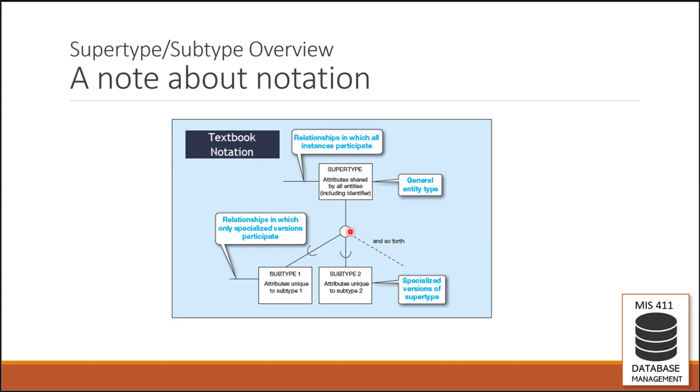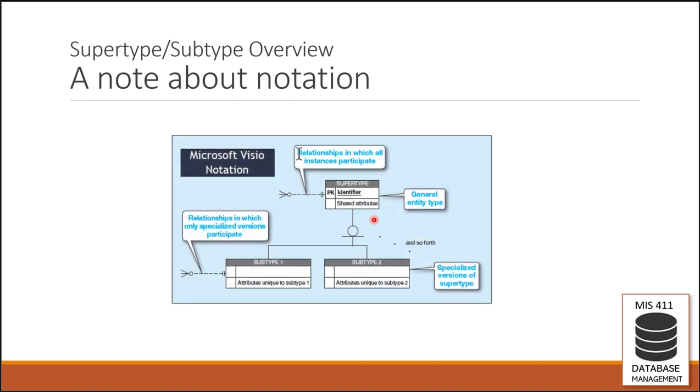There might be something in the circle, and there might be some text along the line, but we'll get into that later. But it's going to be a straight line, a circle, and then two or more lines to the subtypes. However, you may also see the Visio notation, which is similar enough that you would probably recognize it. It's a line to a circle, but instead of straight lines to the subtypes, you have this underline, and then you have this sort of tree shape, line set to the subtypes.